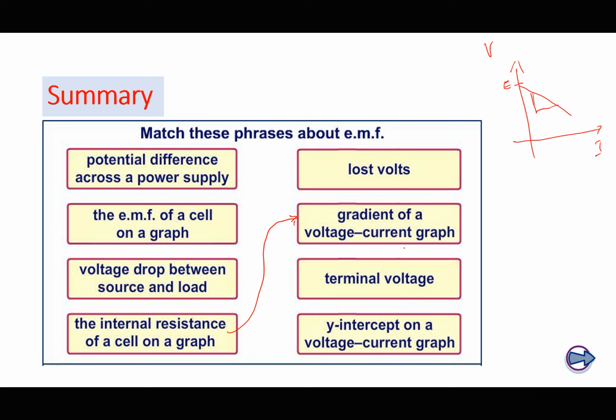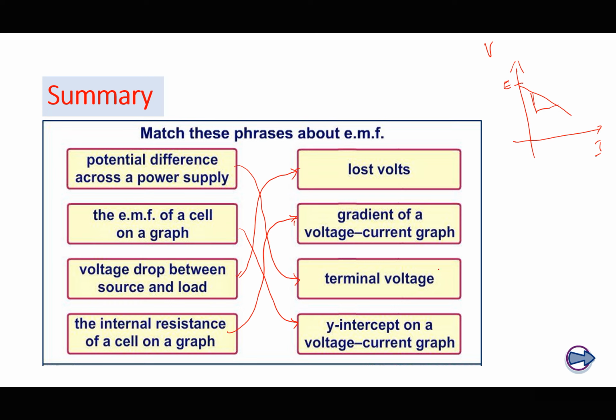Then voltage drop between the source and the load, that is the lost volts. Potential difference across a power supply, that is PD across a power supply when there is a current, that is the terminal PD. And the EMF of a cell on a graph, that is the y-intercept. I think that is the correct match.